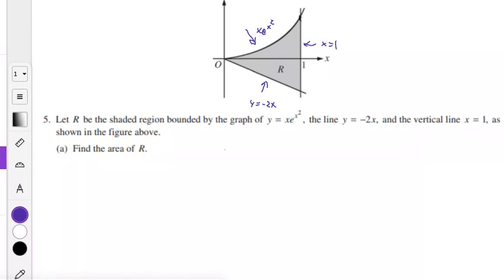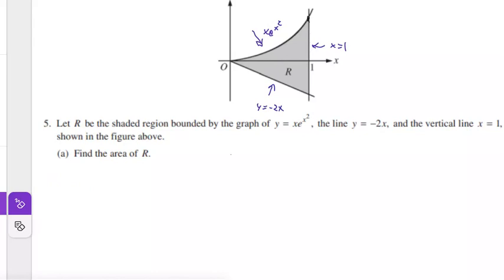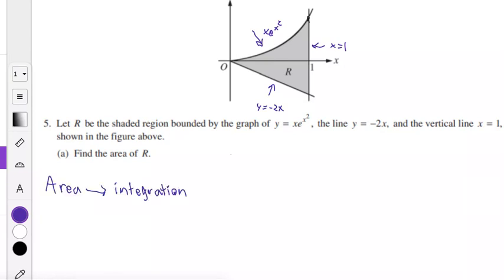Part A asks us to find the area of R. So to find the area under or above a curve, you have to integrate. So we're going to have to integrate xe to the x squared and y equals negative 2x from and to a bound. Before we figure out what to put in the integral, let's start off with our bounds. So we can see the vertical line x equals 1 intersects both xe to the x squared and y equals negative 2x at x equals 1.